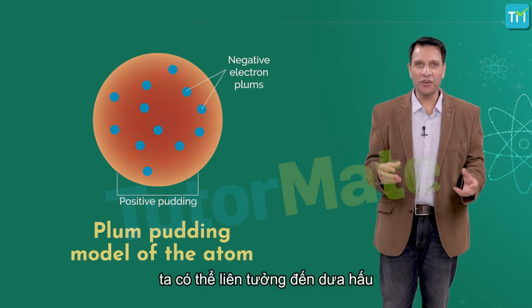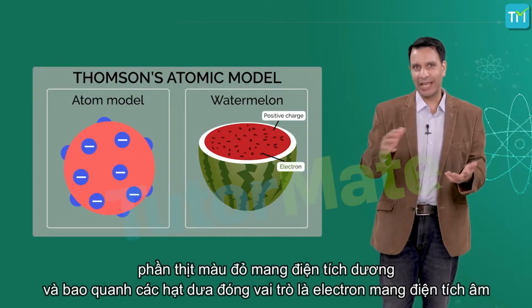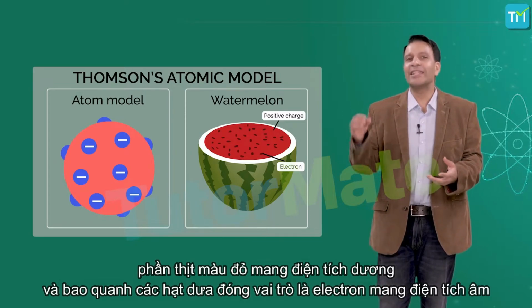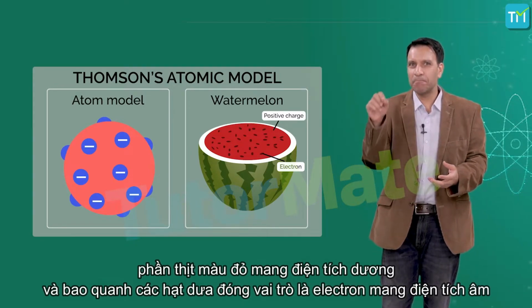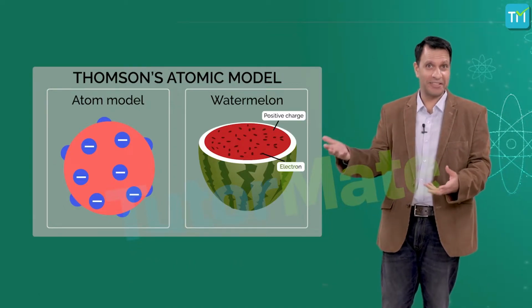We can also think of a watermelon. The positive charge in the atom is spread over the red edible part, while the electrons are studded in the positively charged sphere like the seeds in a watermelon.